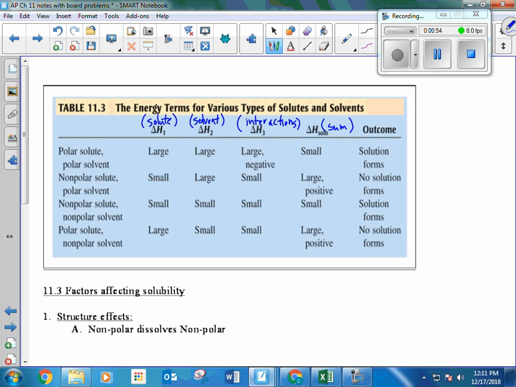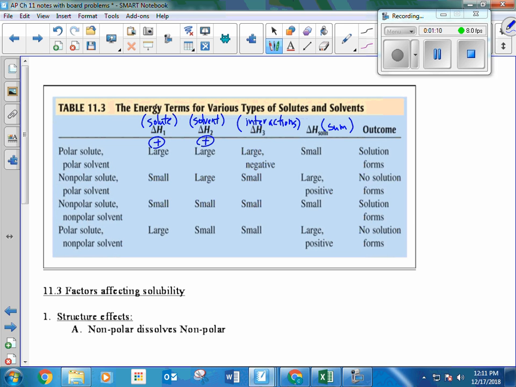A couple points that I want to make is that when we are creating that space in step 1 and step 2, we talked about the energy has to come into the system, so that's an endothermic process. And then the interactions, it depends on what it is. And then you can see the sum of the solutions here.